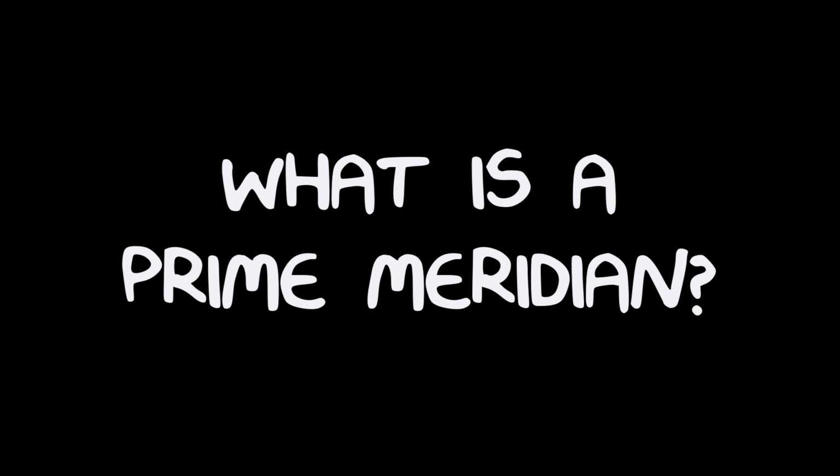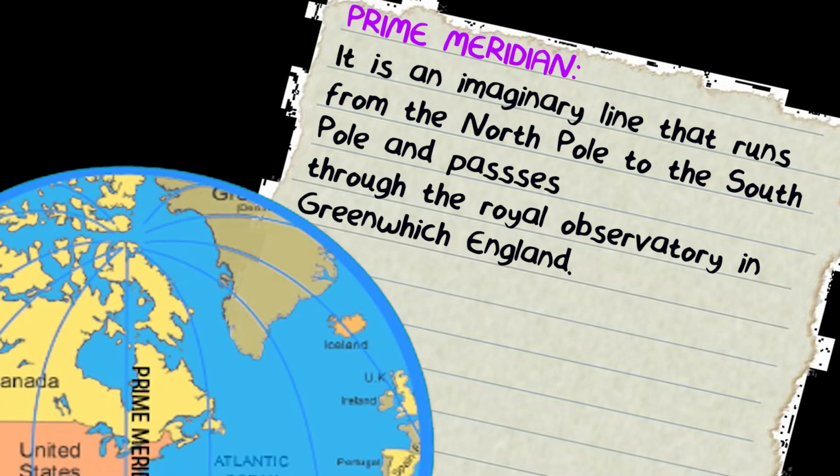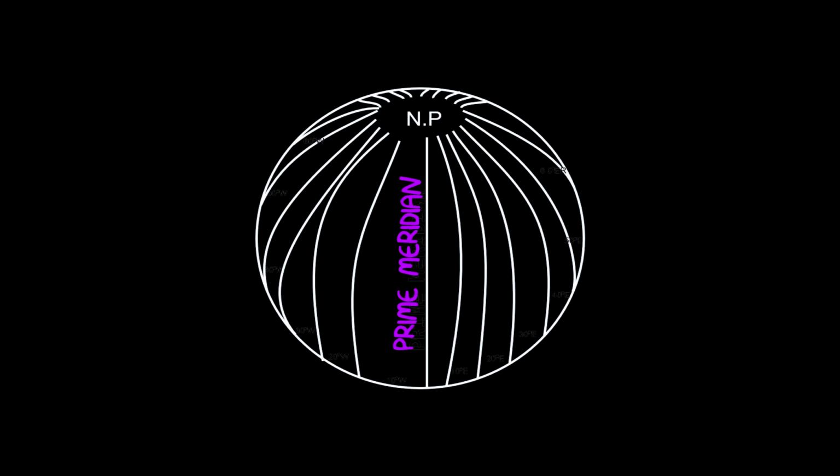Now, when we define a prime meridian in mathematical terms, it's simply an imaginary line that runs from the North Pole to the South Pole and it passes through the Royal Observatory in Greenwich, England. So that is what a prime meridian is, and it has a similar role to what the equator plays. It is the centermost meridian from which all the other meridians are measured.